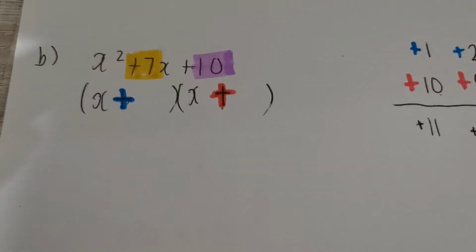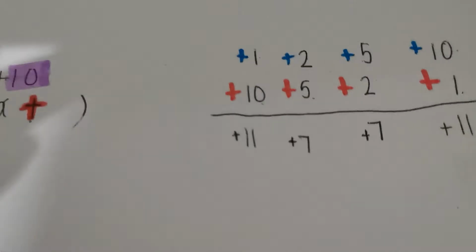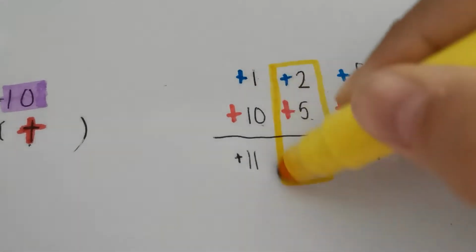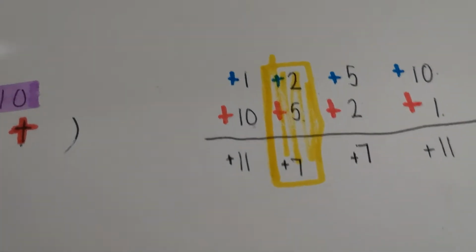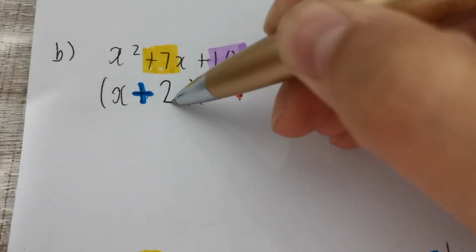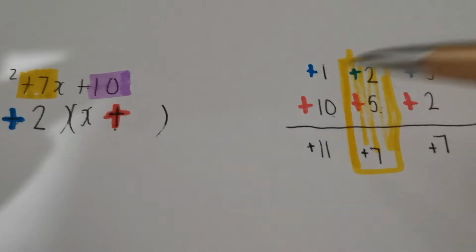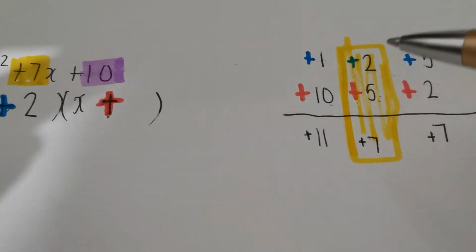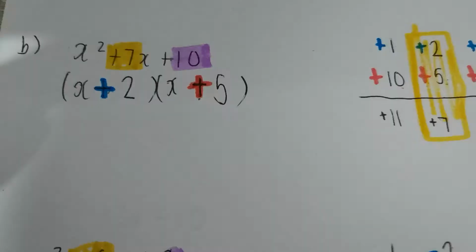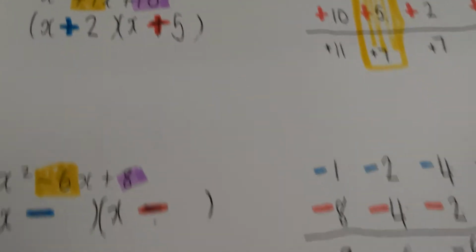Okay, let's go to the next one. See, I'm looking for positive 7. Where's a positive 7? Hey, here's a positive 7 over here. All right, do you see next to my blue, I need a 2. Next to my pink, I need a 5. Done. Let's continue with the next one.